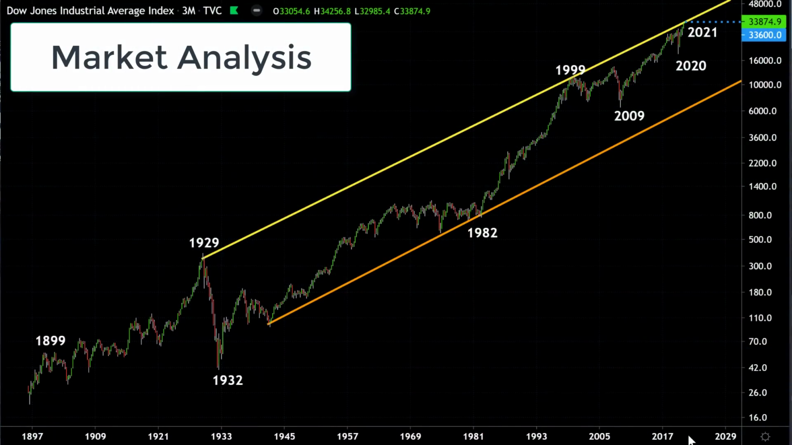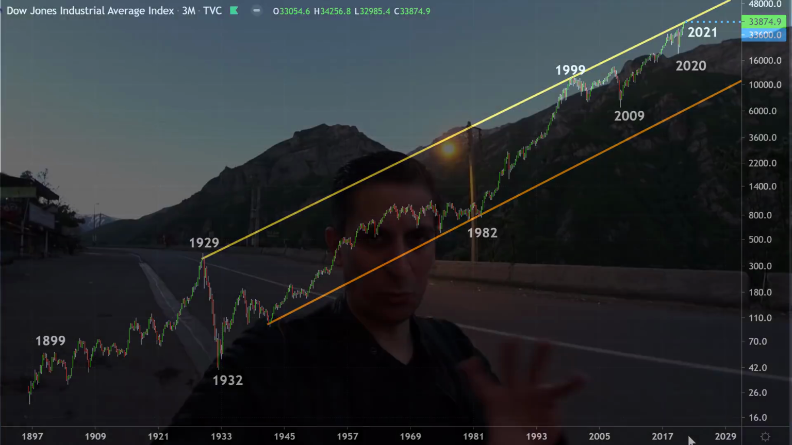So in a few minutes, we'll take a look at this chart, this 100-year chart of the market, and discuss what potentially is happening here.